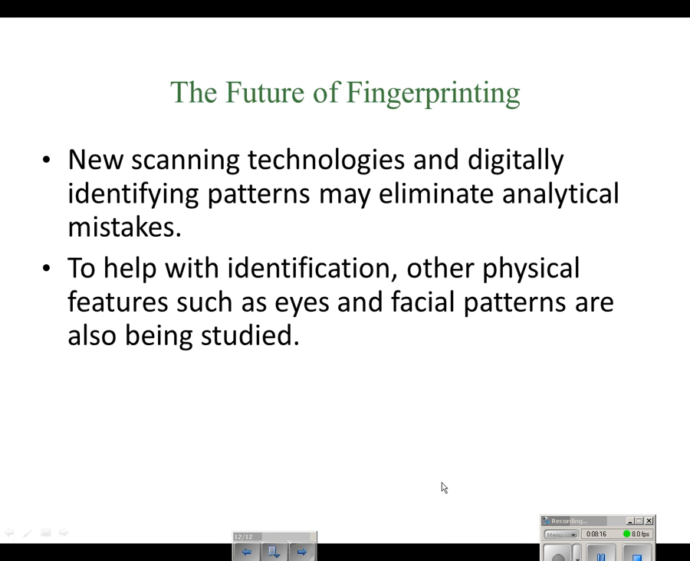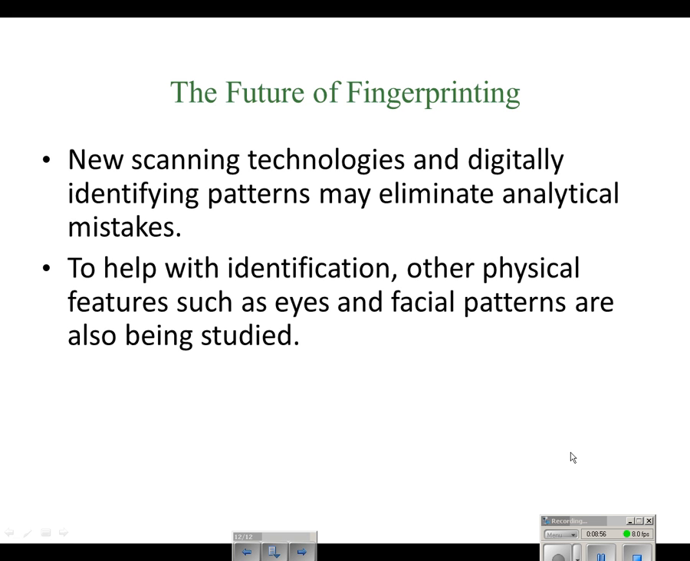Now, fingerprinting has come a long way. Now they're using scanning technologies to digitally input them into the computer systems. And what they're using, you're not going to see an actual print, but they come up with identification points. So that's something new that's been around, but it's becoming more and more popular. And then they're using other physical features such as eyes and facial patterns to identify somebody and see if they're as unique as fingerprint patterns. So you can actually take impressions from lips or cheeks, or we don't use palm prints as often, but we can, and all of those are going to be good to identify somebody with.